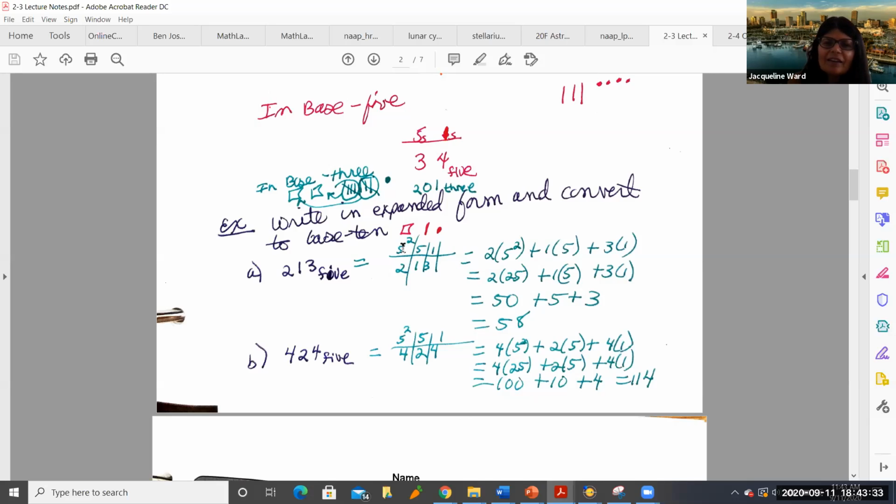You could think of this table as representing money. How many quarters do you have? How many nickels do you have? How many pennies do you have? You have 2 quarters, 1 nickel, and 3 pennies. What's the value of that in our base 10 system? It's 58.